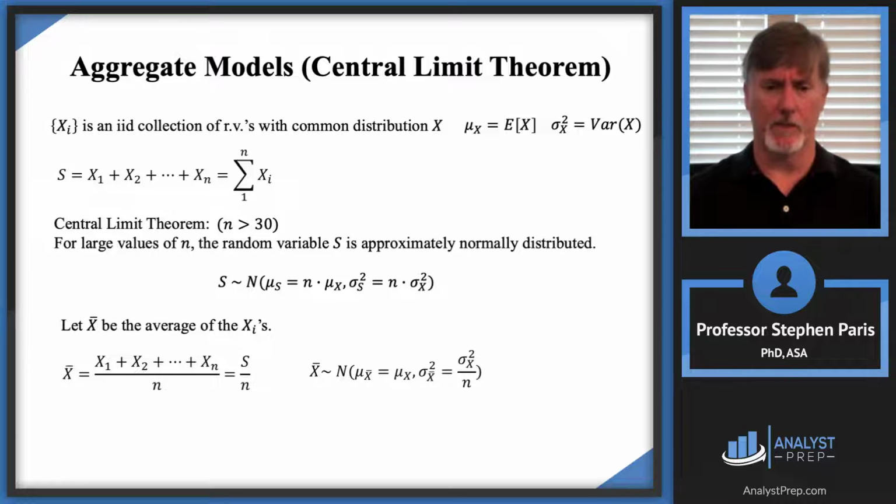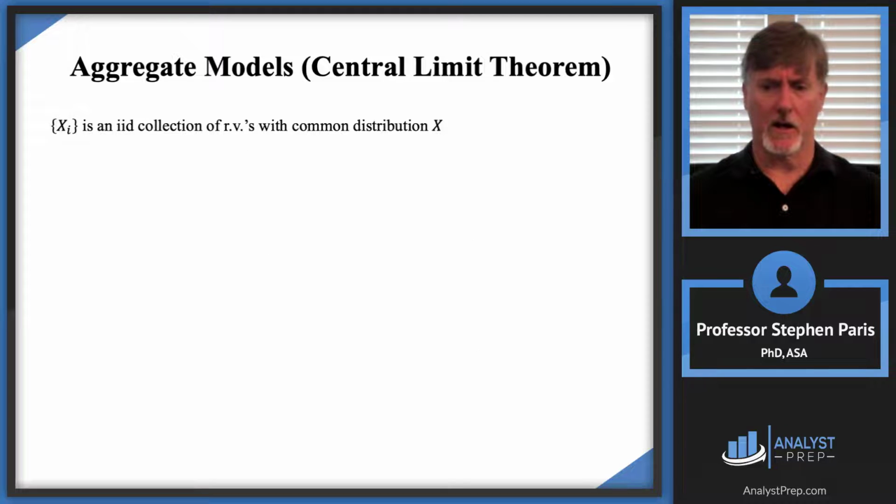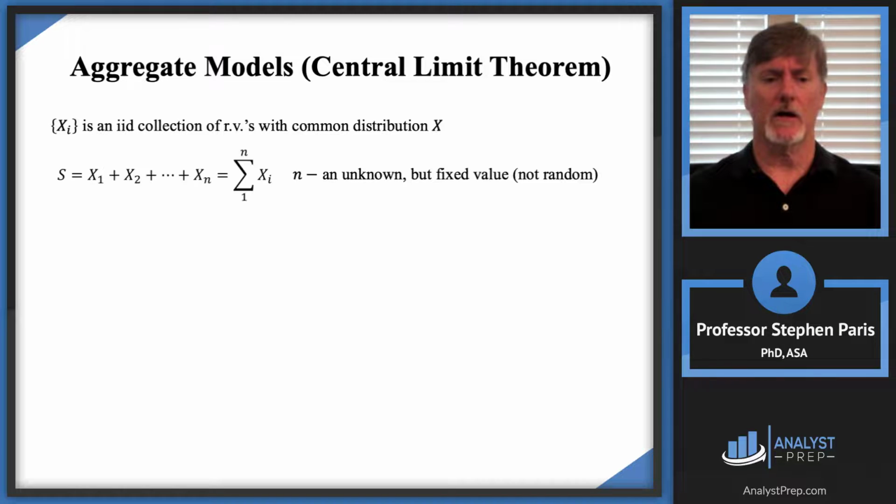So let me piece everything together. I have cap X sub i, an independent and identically distributed collection of random variables. The common distribution I'm going to use is cap X. Cap S is going to be the sum of those n random variables, and I'm assuming that I don't have a random number of terms I'm adding together. I have a fixed number of terms. It's not random. It might be known, might be unknown. We'll do a couple of examples in just a second.